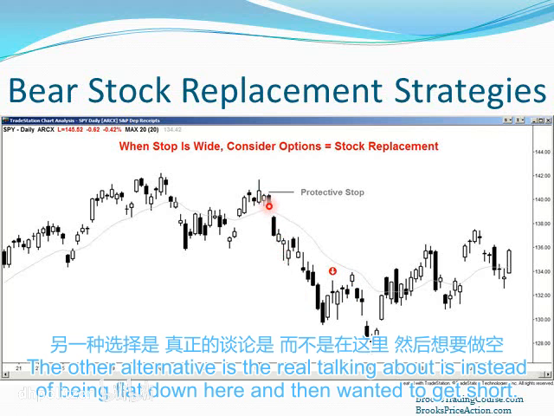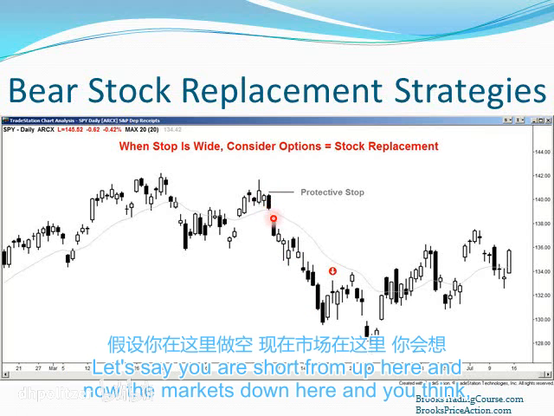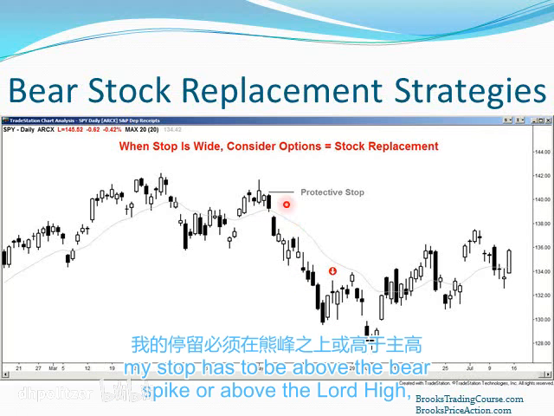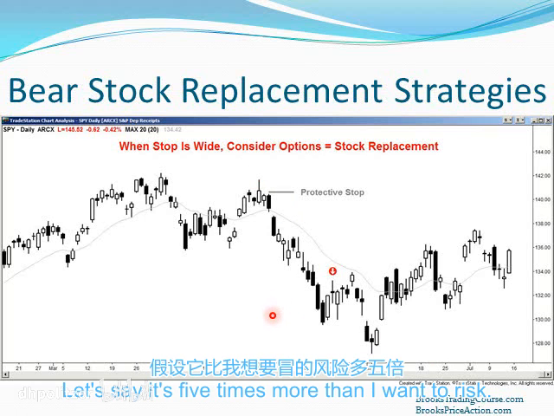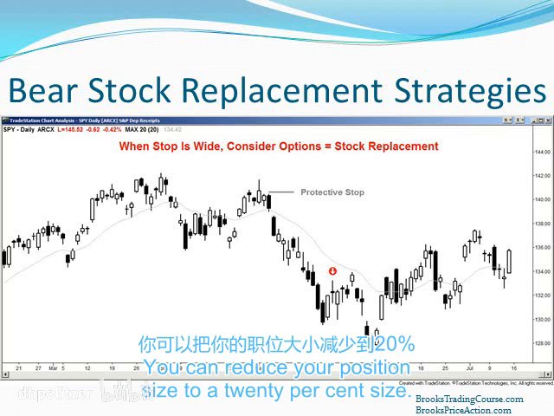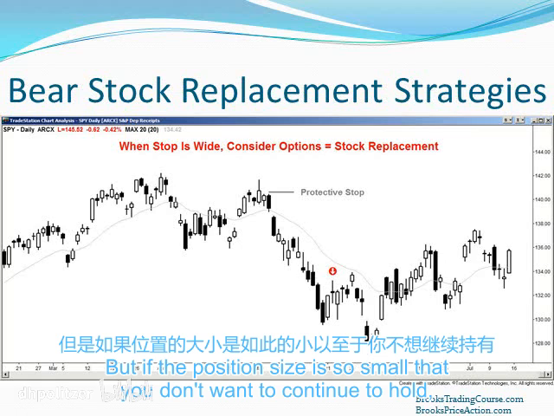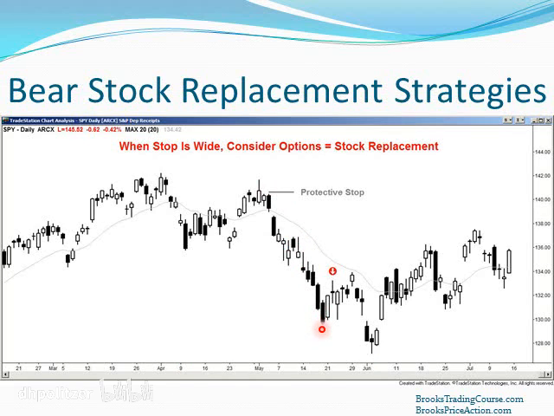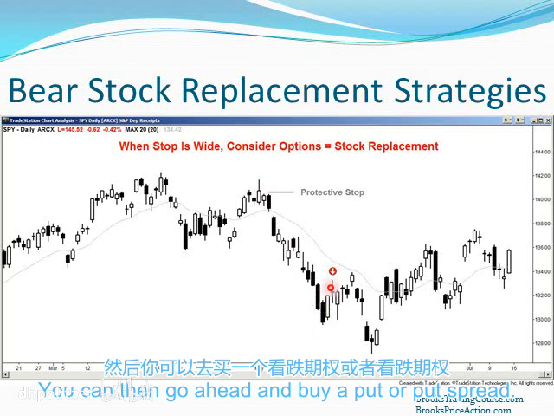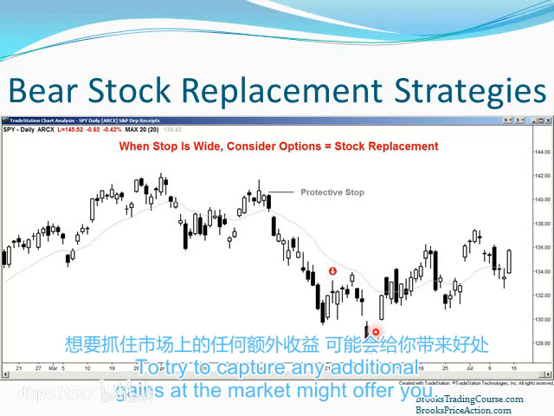The other alternative I was talking about is this: instead of being flat down here and then wanting to get short, let's say you were short from up here and now the market's down here, and you think, gosh, my stop has to be above the bear spike or above the lower high, and that's far more than I want to risk. Let's say it's 5 times more than I want to risk. You can reduce your position size to a 20% size, but if the position size is so small that you don't want to continue to hold, you can replace your stock position, your short Spider position, with a put. So you simply buy back your stock for a profit. If you sold it up here, you have a big profit, and you can then go ahead and buy a put or a put spread to try to capture any additional gain that the market might offer you.